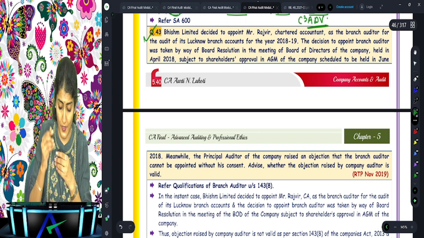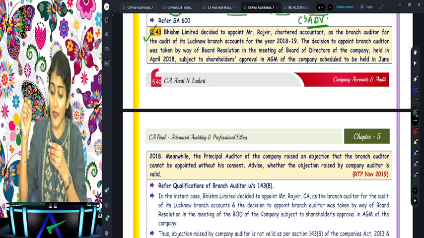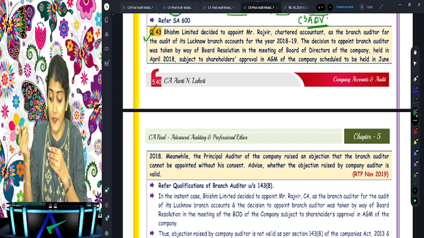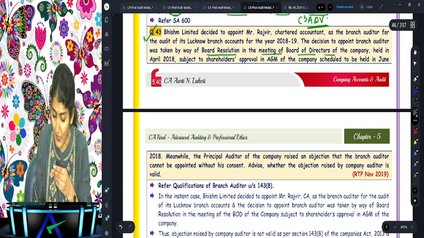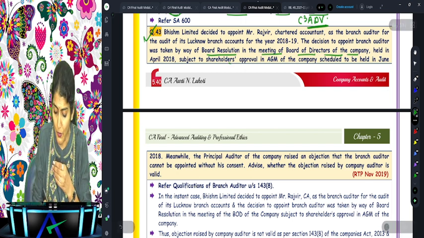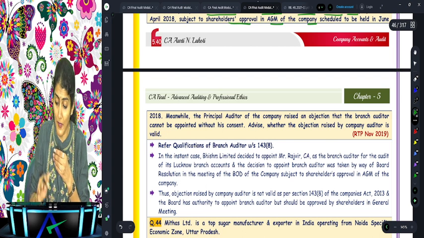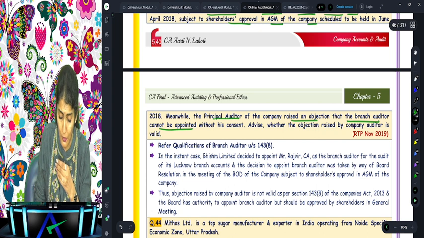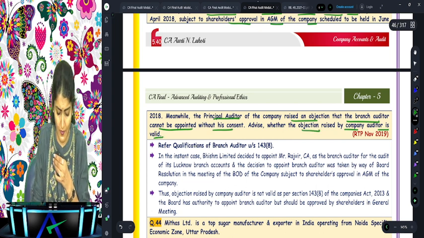Then question number 43, Bhishma Limited decided to appoint Mr. Rajveer, chartered accountant, as the branch auditor for the audit of its Lucknow branch for 18-19. The decision to appoint the branch auditor was taken by way of the board resolution in the meeting of the board of directors of the company held in April 18, subject to shareholder approval in the general meeting scheduled to be held in June 18. Meanwhile, the principal auditor of the company raised an objection that the branch auditor cannot be appointed without his consent. Advise whether the objection raised by the company auditor is valid.